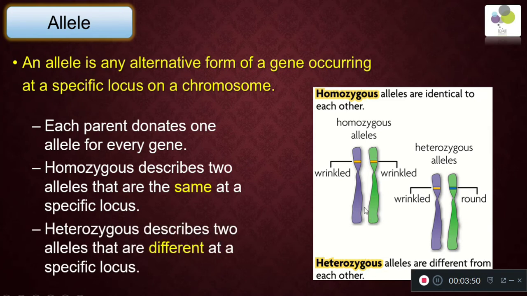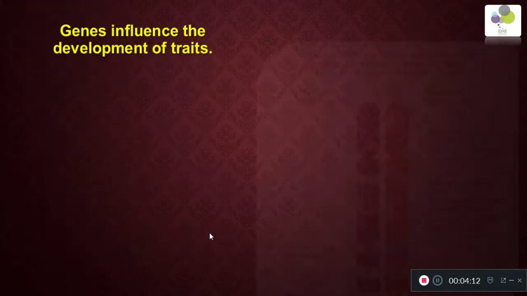So when I ask you what the difference between homozygous and heterozygous is, simply, homozygous: homo means equal, the same. So both alleles are the same, but hetero means they are different. So maybe wrinkled or round, they are different. Homo, same; hetero, different. That's it about the difference between homozygous and heterozygous.